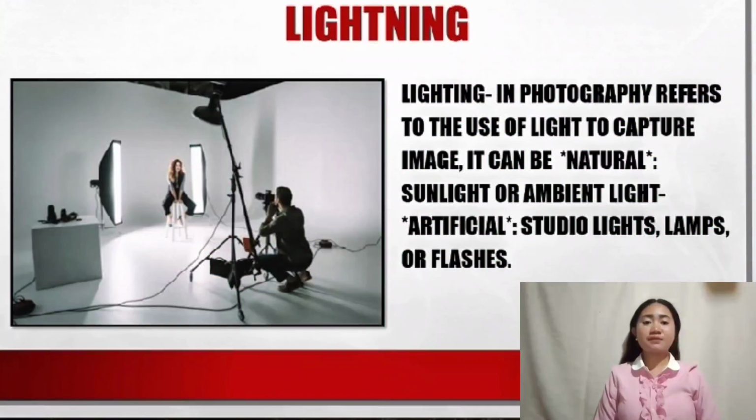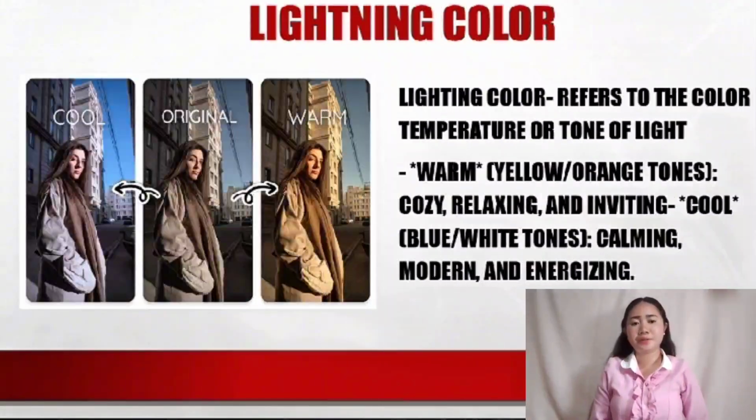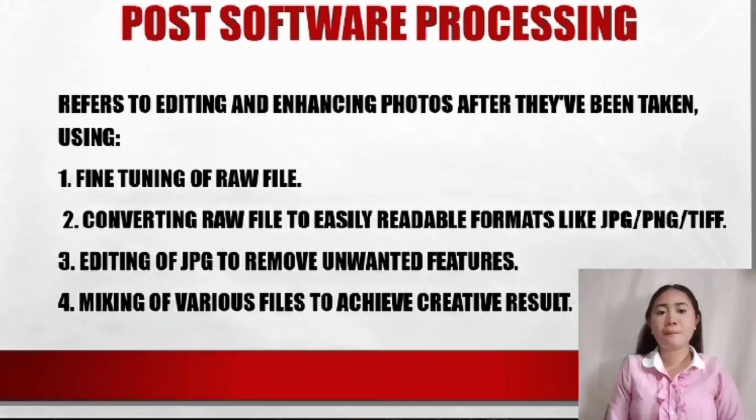Lighting is a fundamental element in photography that affects the mood, texture, and clarity of an image. Lighting color: the color or temperature of light influences the atmosphere of a photo. Warm light, yellow and orange tones, produces a cozy and inviting feel, while cold lighting, blue and white tones, creates a calm and modern ambience.